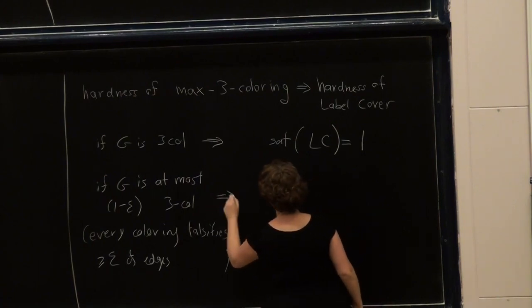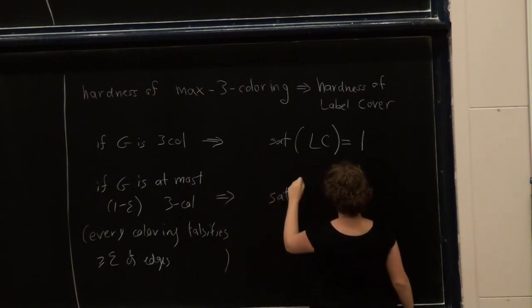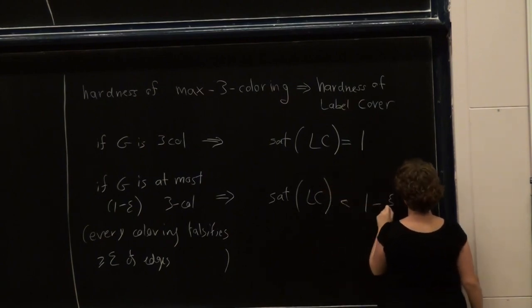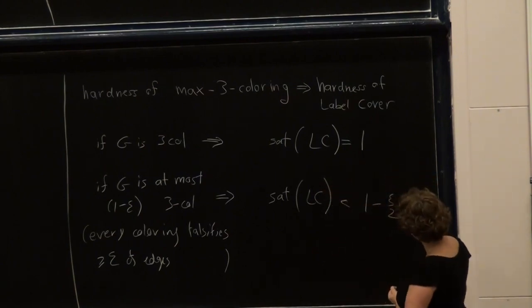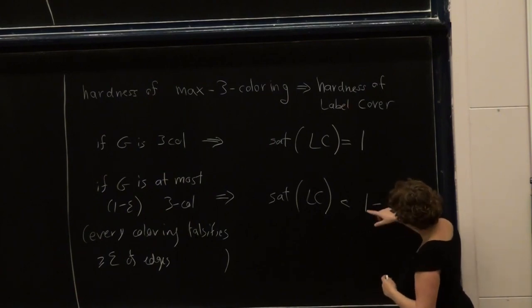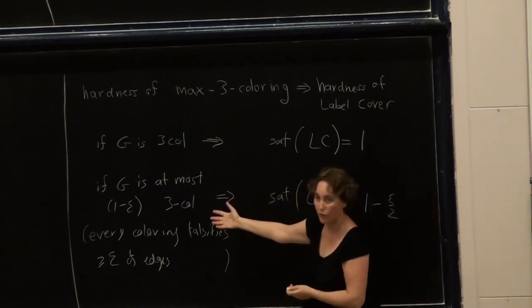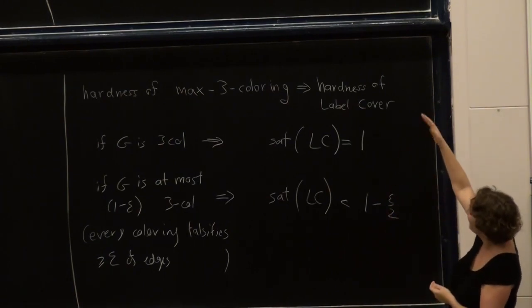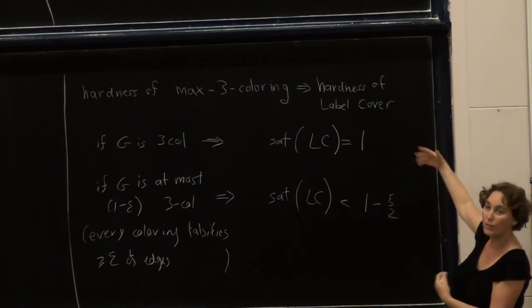Then I'm claiming that the SAT value of this label cover instance is no more than 1 minus epsilon over 2. In other words, let's look at it differently. If epsilon of the edges are falsified, I claim here that at least epsilon over 2 of the edges of the label cover must be falsified.